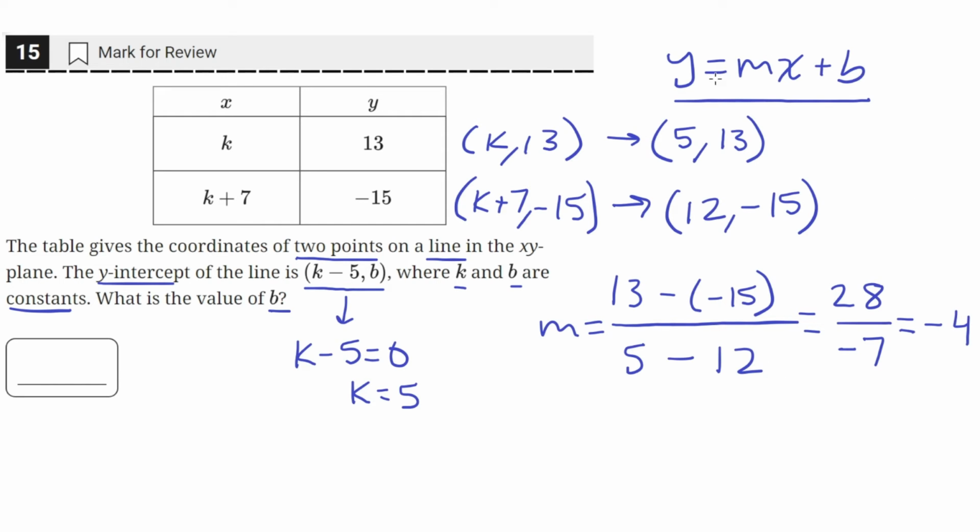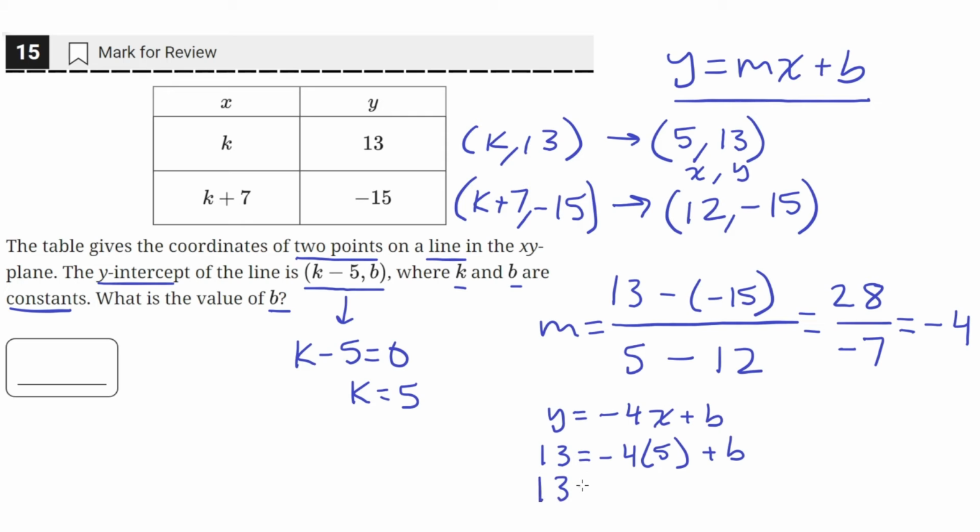Now that we have the slope, we can plug in a point like (5, 13) to solve for b. So our current equation looks like y equals negative 4x plus b. Let's plug in the point (5, 13). So our y will be 13, and then our x will be 5, so 4 times 5. And then we'll solve for the value of b, which will give us the y-intercept.